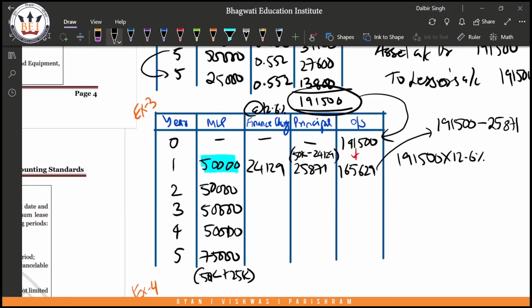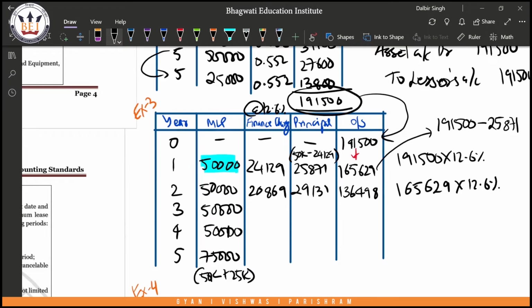Then similarly you have to do the same thing. Now for the second year, what will be the interest? It will be 1,65,629 into 12.6 percentage. You're going to get 2869. Yes, now out of 50,000, 2869 is interest, so the remaining is the principal portion, 29,131. Now your outstanding will reduce from 1,65,629 minus this 29,131.